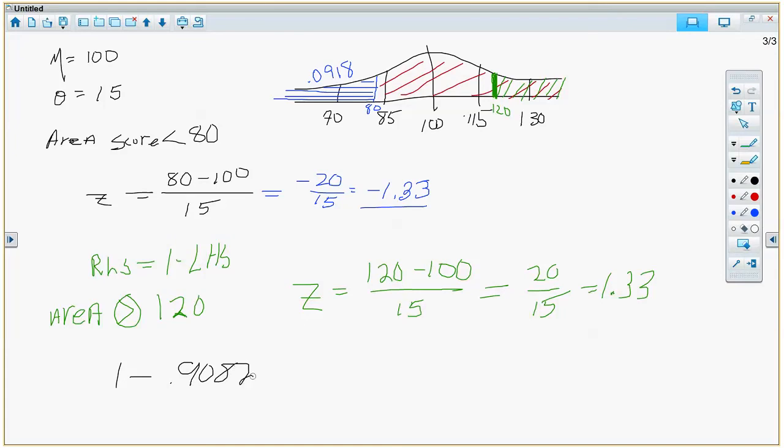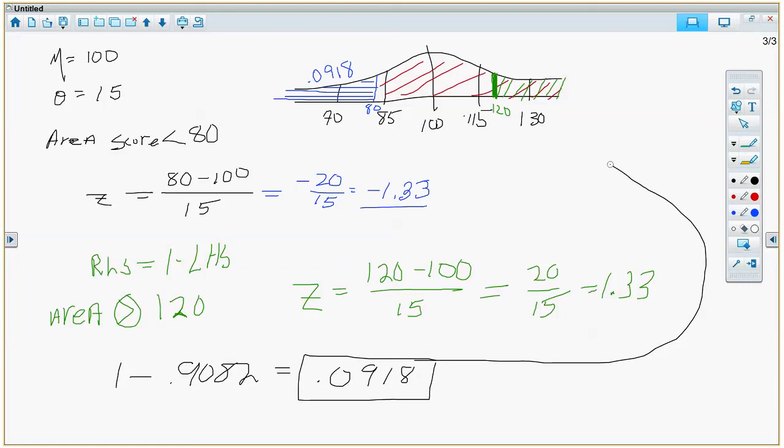and that's going to give us 0.0918, and that is the area there.